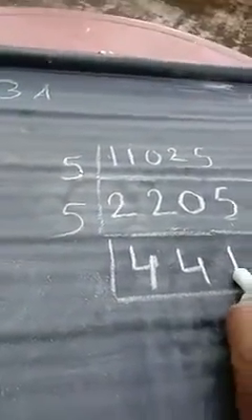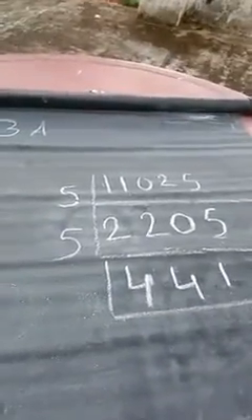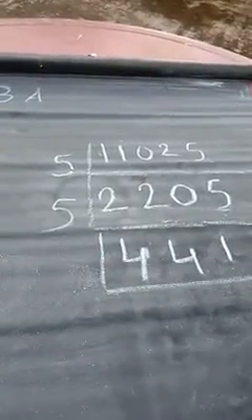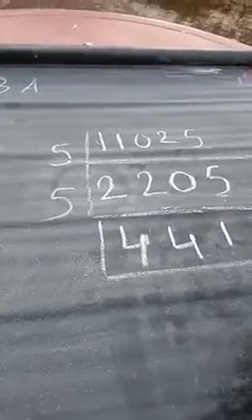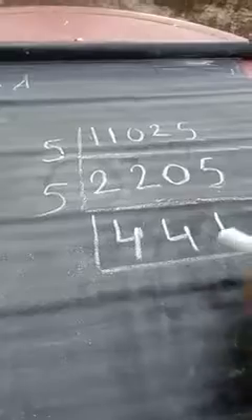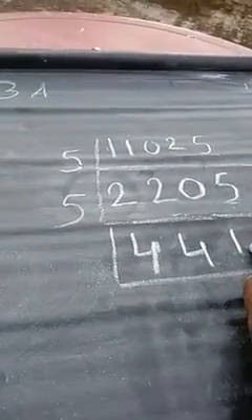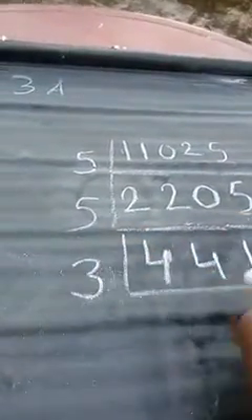2 is not going because it ends with 1. And 3, how to check 3? Do you know how to check the divisibility of 3? When we add these digits, if the sum is a multiple of 3, then it is divisible by 3. 4 plus 4, 8. 8 plus 1, 9. 9 is a multiple of 3, you know. So we can do it with 3.